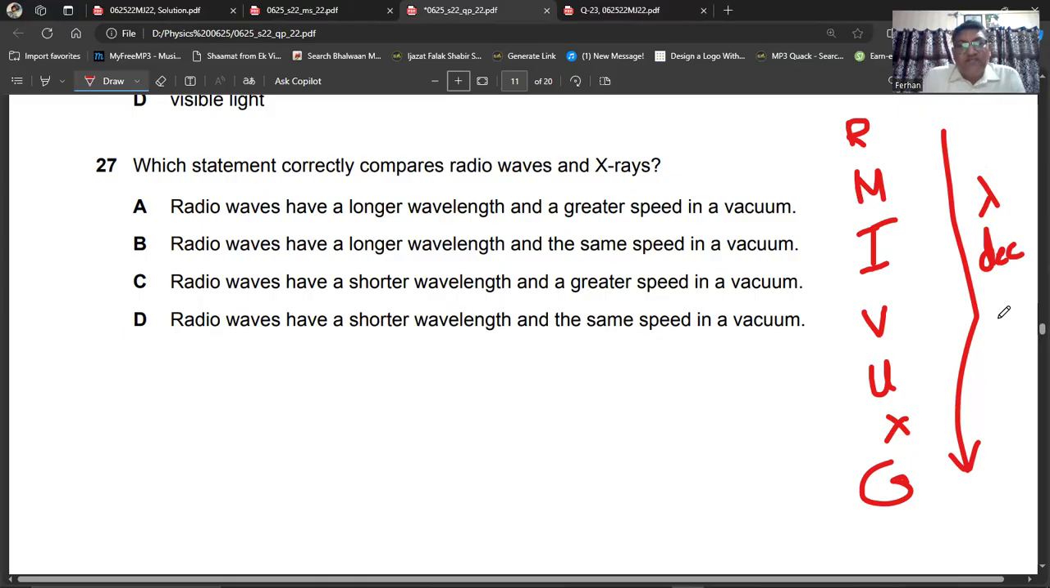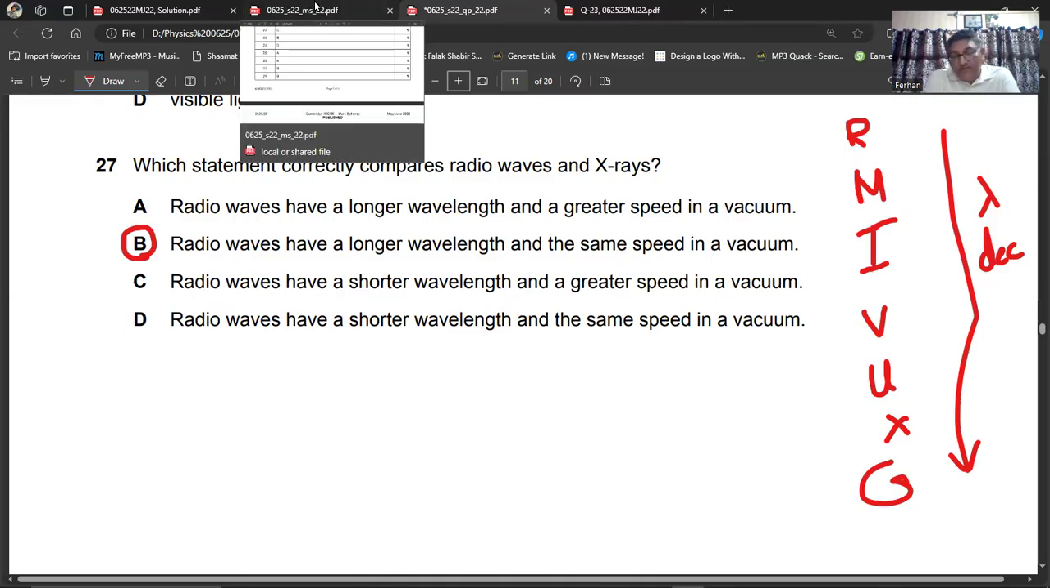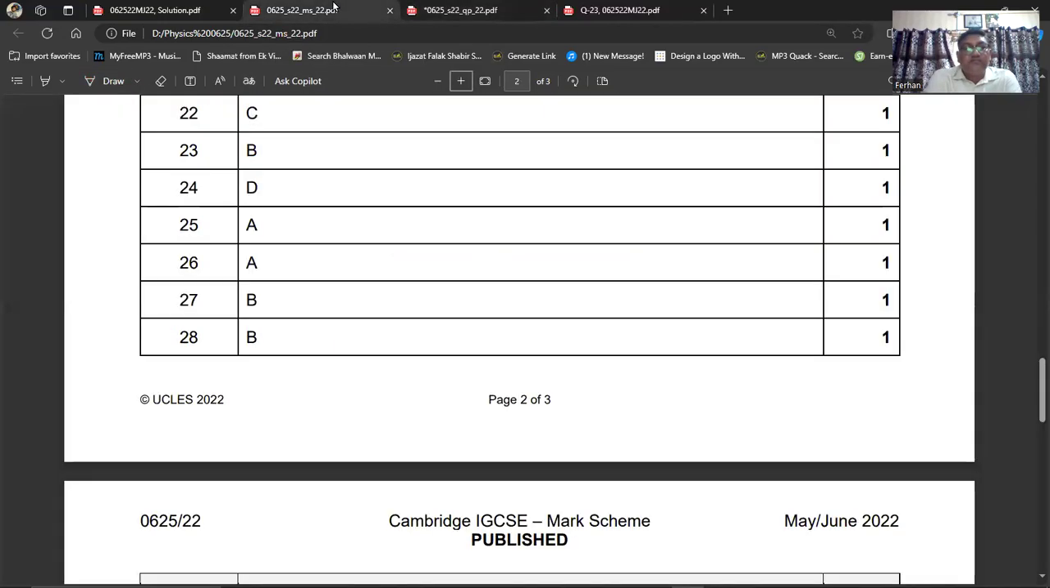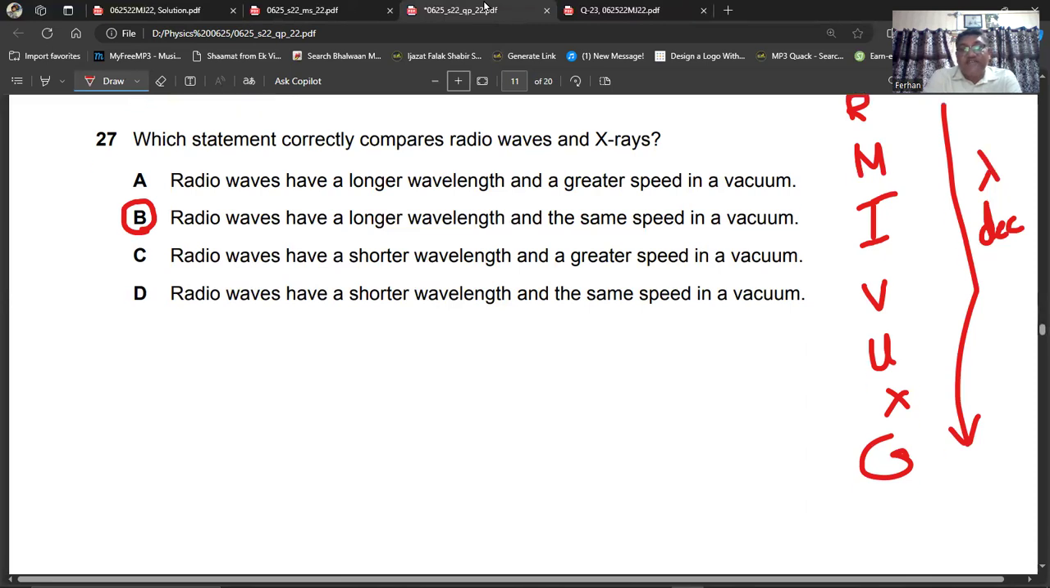So they are talking about the radio waves and the X-rays. So the radio waves have longer wavelength as compared to the X-rays. And you know, all of these electromagnetic waves, they all travel with the speed of the light in the vacuum. So the radio waves have a longer wavelength as compared to the X-rays and the same speed in a vacuum. It's a famous fact. This is the characteristic of the electromagnetic waves. Question number 27, B is the right choice.